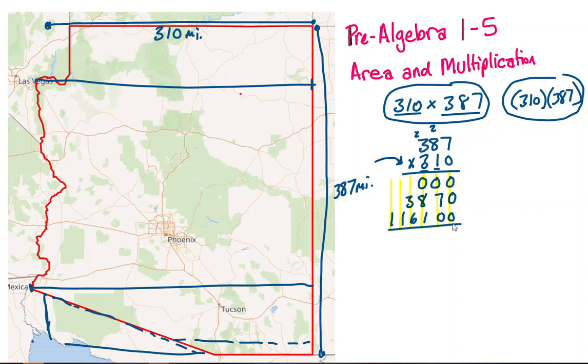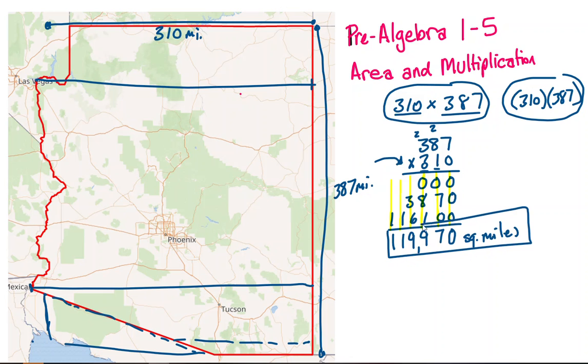0 plus 0 plus 0 is 0. 0 plus 7 plus 0 is 7. 0 plus 8 plus 1 is 9. 3 plus 6 is 9. And 1, and then 1. And so this is 119,970 square miles.